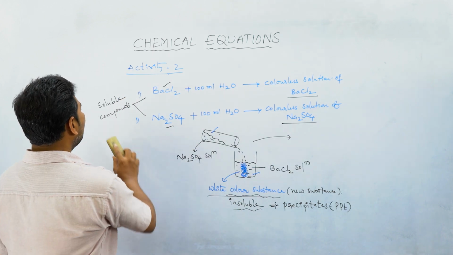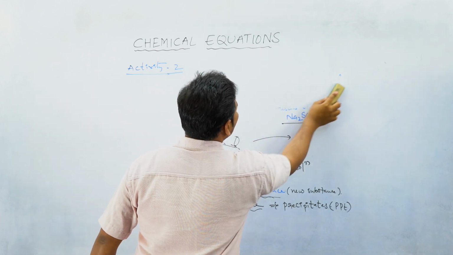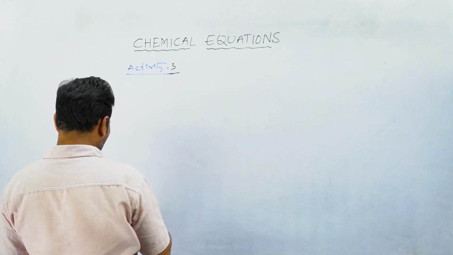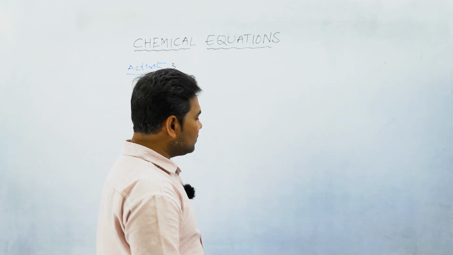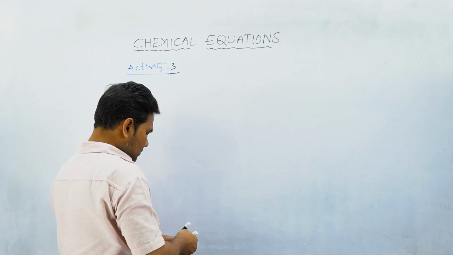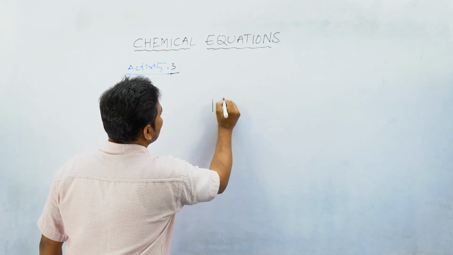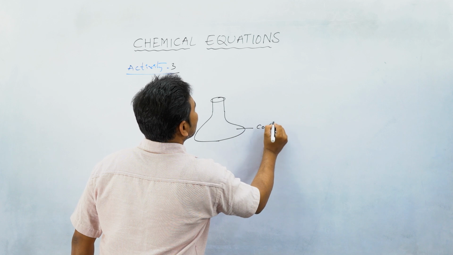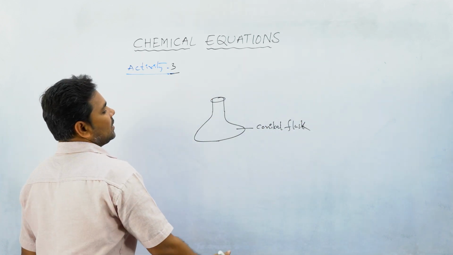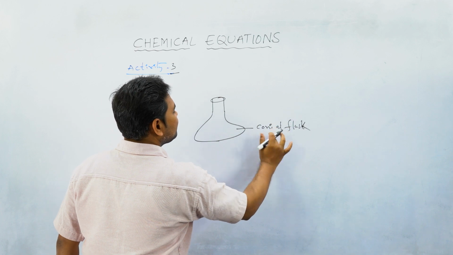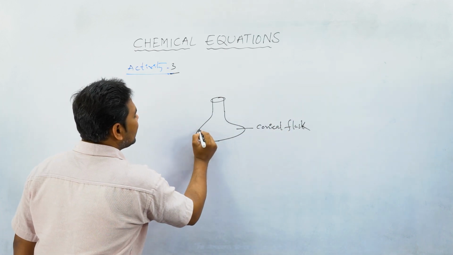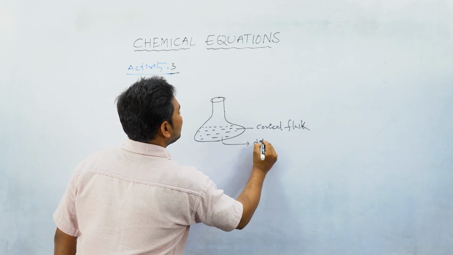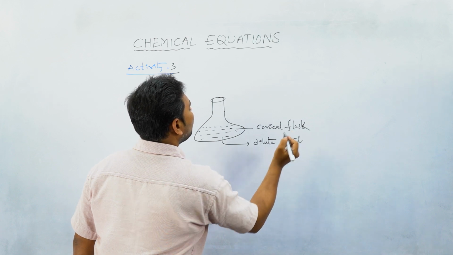Let's see another example to identify chemical change. Let's discuss another activity, activity 3. In this activity, what shall we do? Let me take a conical flask. This is called a conical flask. In this conical flask, let's take a dilute acid, let's say dilute hydrochloric acid.